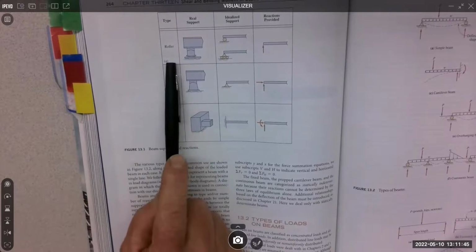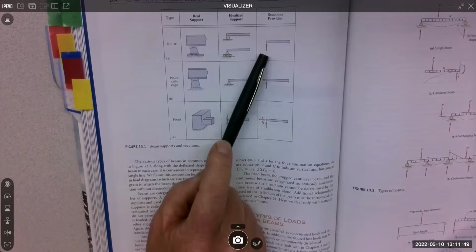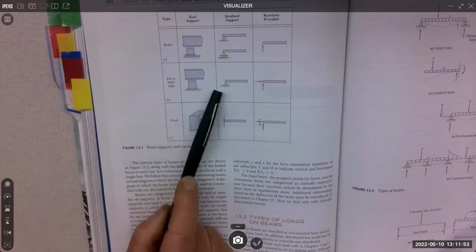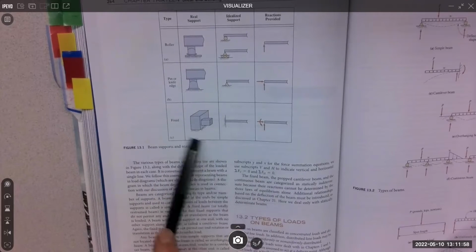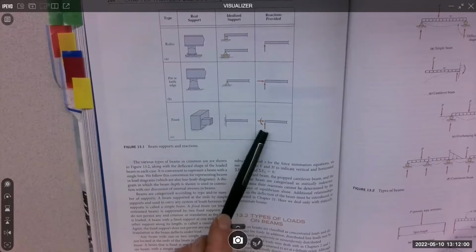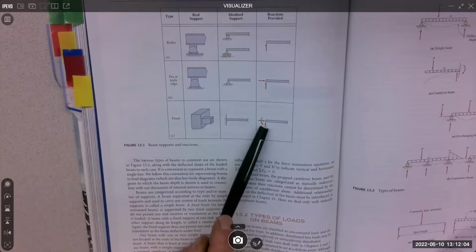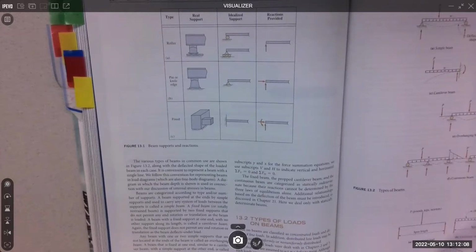So rollers, anything with wheels, that kind of thing, is going to get one reaction. A pin or knife edge is going to get 2, X and Y, and then fixed is going to get 3. This is the easy one to forget. It gets an X, Y, and a moment. So like a flagpole or a telephone pole, we embed them in concrete so they can take this rotational thing, right? We don't do that with bridges.